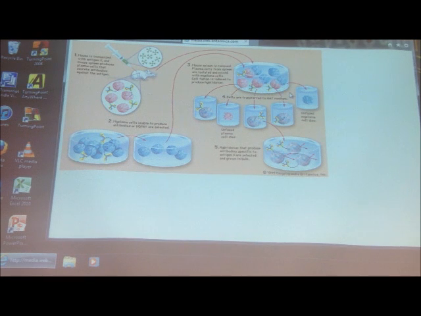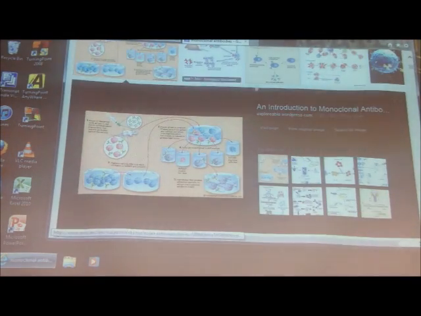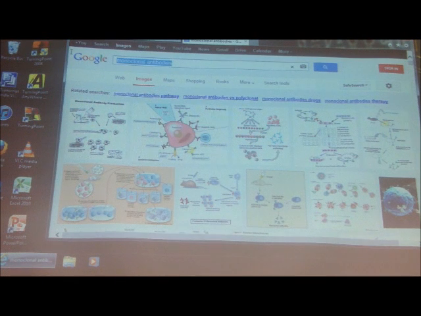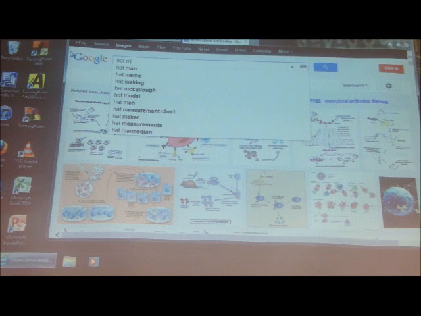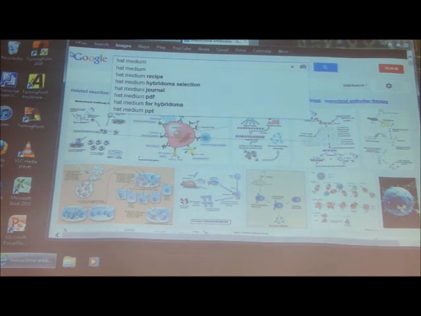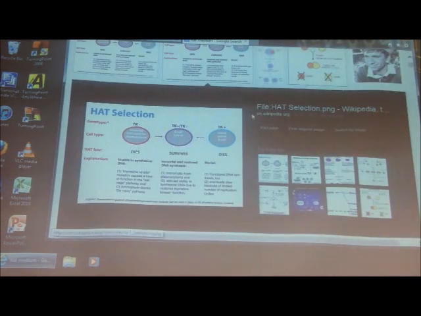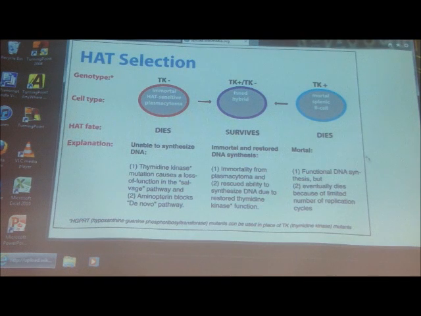And HAT medium, it stands for, well, let's go ahead and type it in here. It's hypoxanthine, aminopterin, and thymidine. And I'm going to get up here, and we'll just type in HAT medium. And this will be very funny when we put in HAT medium, which you get out of Google Images. You get a lot of hats. But let's go ahead and ignore the other hats and look at our HAT medium here.